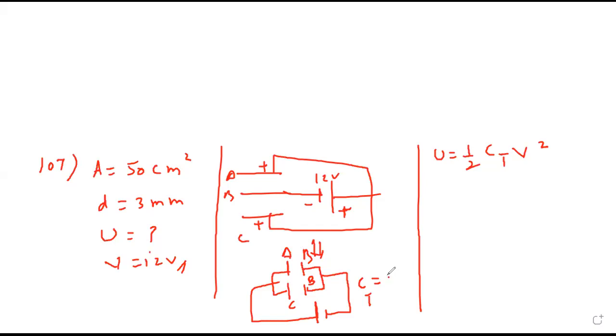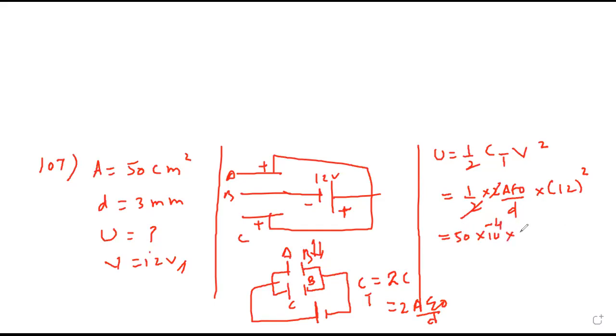Total capacity will become 2 times C, where C is A epsilon 0 by D. Substituting for energy, half into 2A epsilon 0 by D into voltage 12 square. Now I am putting the values. A is 50 centimeter square, that means 50 into 10 raised to minus 4 meter square. Epsilon naught is 8.85 into 10 raised to minus 12. 12 square is 144. And D is 3 millimeter, 3 into 10 raised to minus 3 meter.